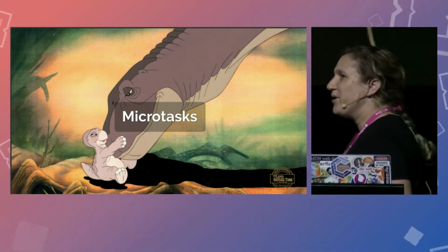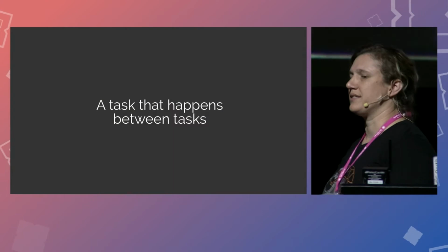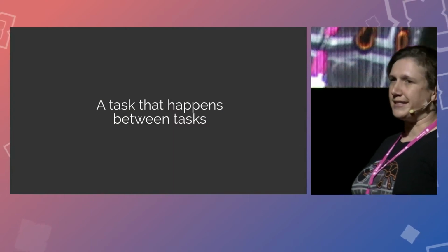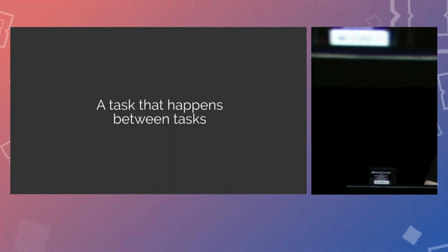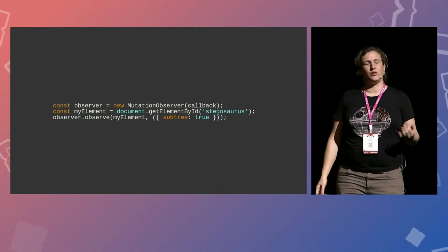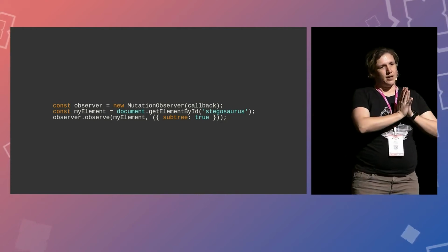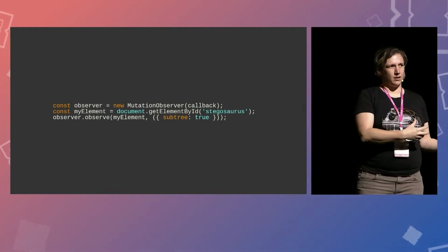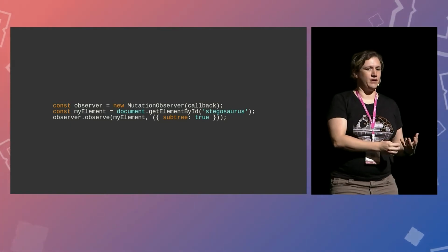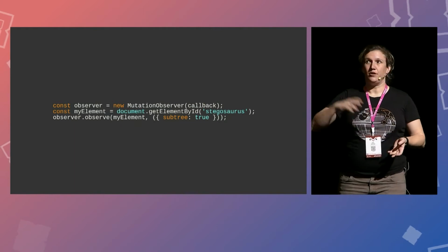We also have something called microtasks. Now, a microtask is a task that happens between tasks, which is a bit confusing. They were originally created for dealing with mutation observers. So a mutation observer is an event that gets fired when a particular bit of DOM changes. So if something gets added to it or removed or shuffled around or whatever, you get this event fired.